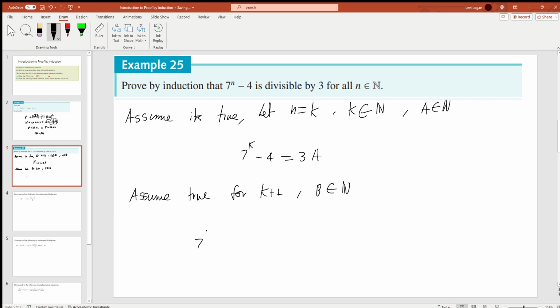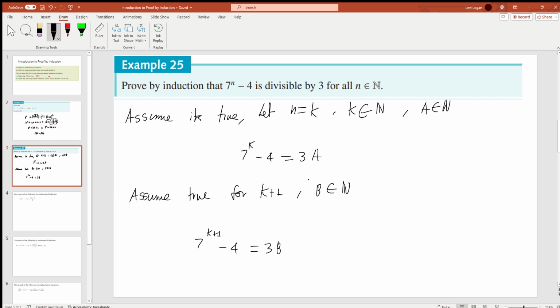Because I'm going to have 7 to the power of k plus 1 minus 4 is equal to a multiple of 3 times some number b. Because this is divisible by 3, so 3 times some number b is this. Now it can't be the same as a because they could be slightly different, and they probably are slightly different.